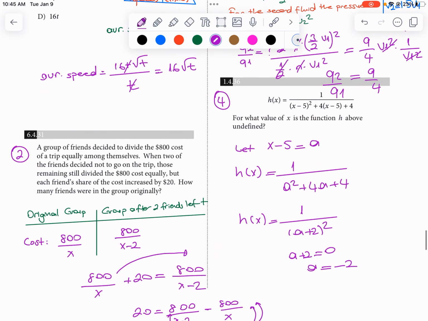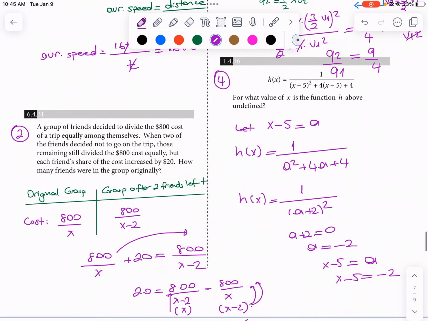But we need to solve it for x. We know that x minus 5 is equal to a, and a is equal to negative 2. So x minus 5 is equal to negative 2. Then if we add 5 to both sides, x is going to be equal to negative 2 plus 5, which is 3. This is our final answer. The value of x which makes the function undefined is 3.